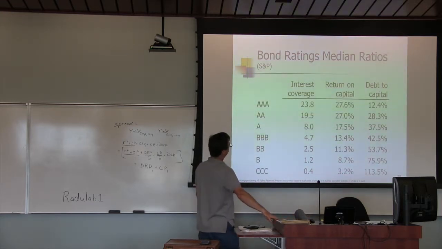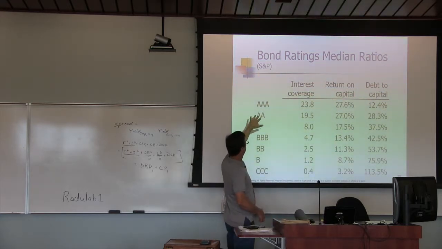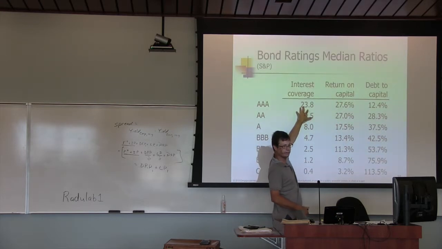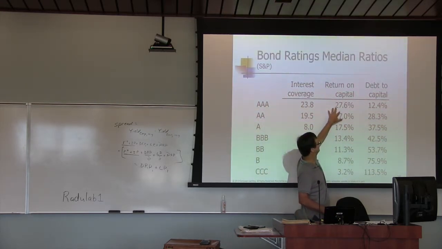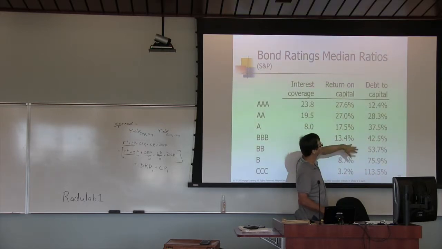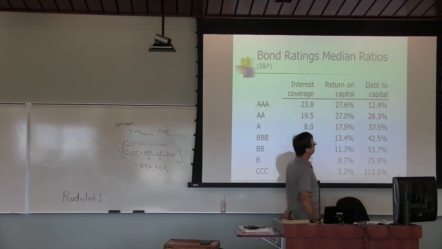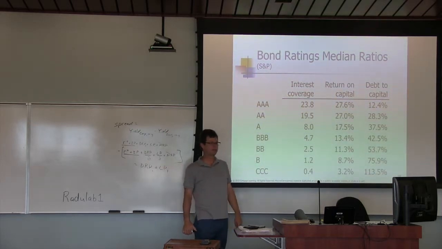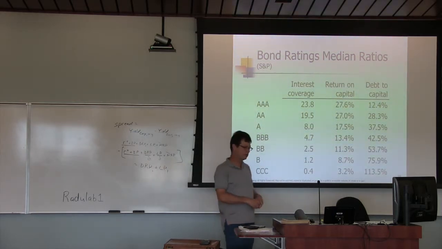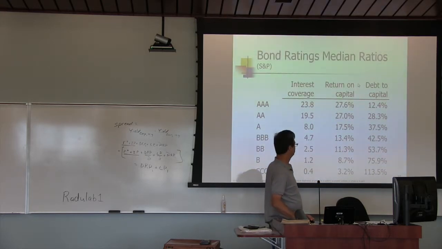So the bond ratings then, we want to take a look at the different ratios on these. Right? The AAA have better interest coverage, right? Higher return on investment, return on capital invested, and lower debt ratios also. Kind of like all things we expect to see, right? So that's consistent then with what the rating agencies do with these.